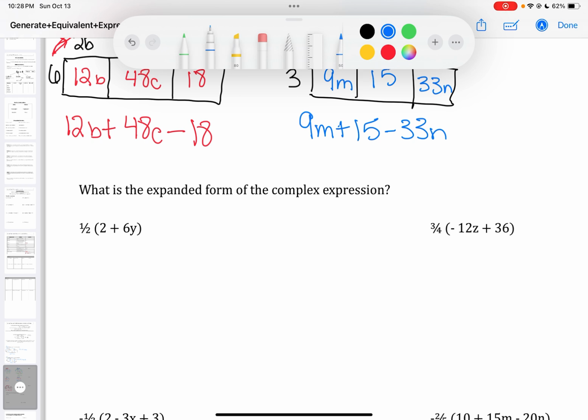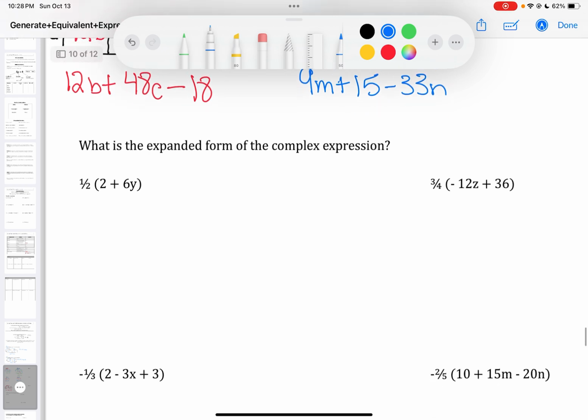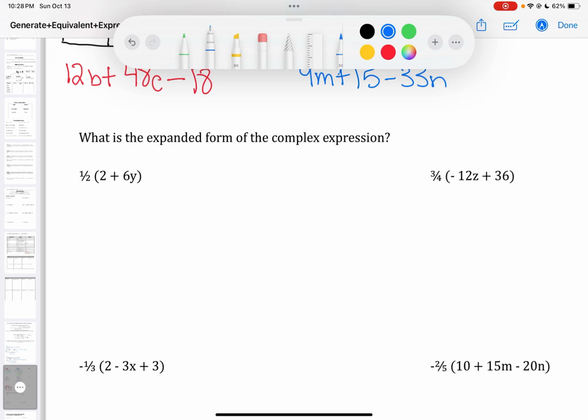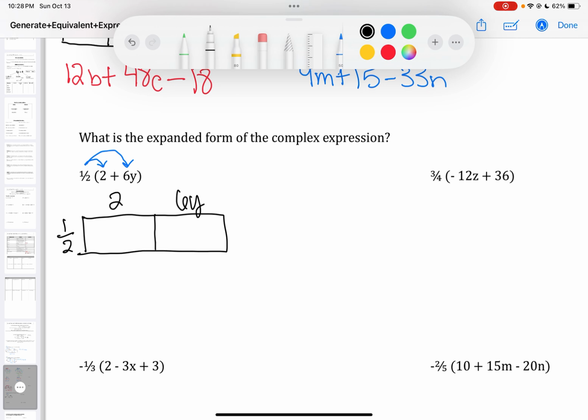Okay, so what happens when you have a complex expression? You are going to do the exact same thing. You are just going to multiply each term inside the parenthesis by the fraction that is outside. So I would have 1/2 times 2 plus 1/2 times 6y. So for this one, I'm going to make an area model. And I'll split it down the middle because there's 2 terms. My 1/2 could go to the side. My 2 will go on top, and my 6y could go to the top.